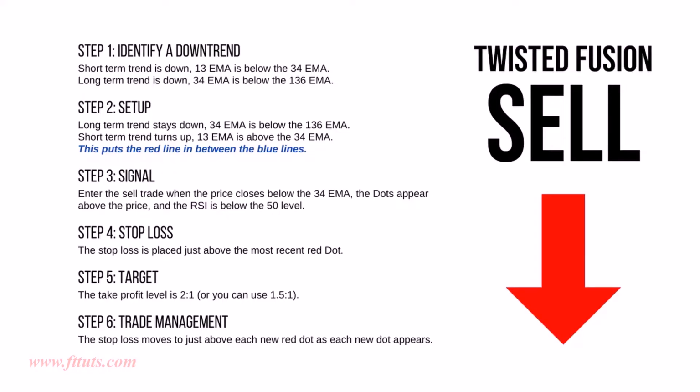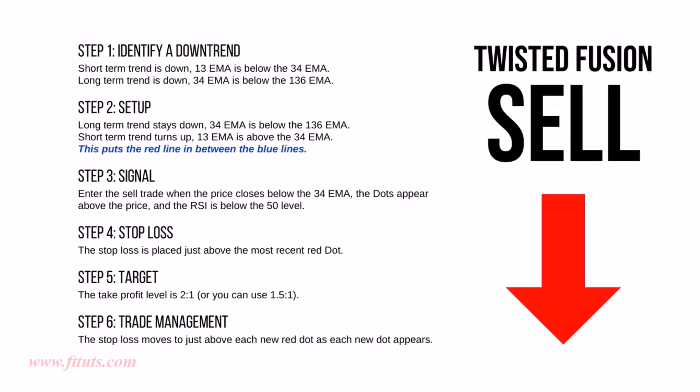Step number 3 is the signal. We're going to enter the sell trade when the price closes below the 34 EMA. The dots appear above the price and the RSI drops below the 50 level. It doesn't have to drop below the 50 level. It could have always been below the 50 level, but it's the fact that it's underneath that 50 level.